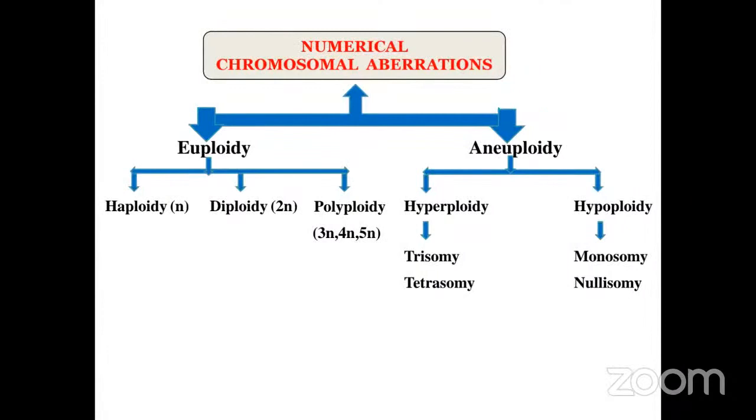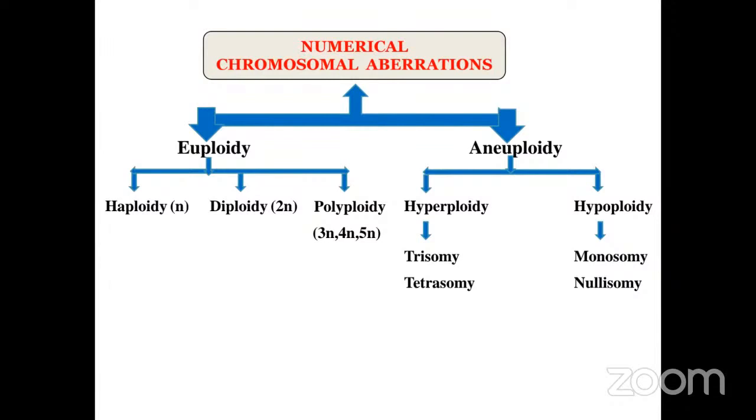So here we can see numerical chromosome aberrations are divided into two types, that is euploidy and aneuploidy. Euploidy means the entire set of n chromosomes is multiplied. From n, there is diploid, then polyploid: triploid, tetraploid, pentaploid. The entire set of a genome is duplicated in case of euploidy. Whereas in case of aneuploidy, there will be conditions like hyperploidy and hypoploidy.